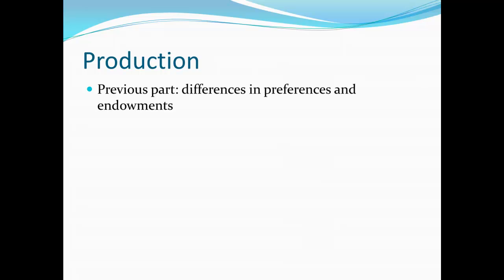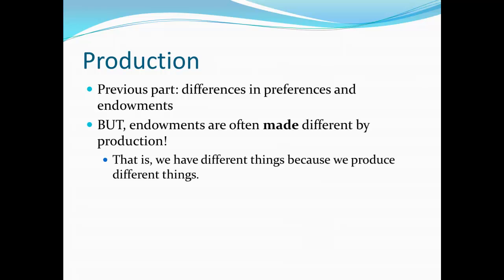Previously, we have established that we trade because we have differences in preferences and differences in endowments. That is, we have different things and we want different things. However, the fact is that our endowments are typically not something that just fall to us out of the sky. It's something that we produce, right? So, we have different endowments because we have differences in our production. I produce different things than you produce.